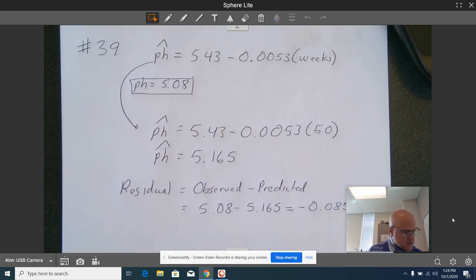Now, our interpretation is this, and I'm just going to say it to you without actually writing it down. I hope that's okay. The actual pH value for that week was 0.085 less than predicted. That's the interpretation. And that's a critical piece of that too. For those people that want to get 4s and 5s, they have to be really good at interpreting. So let me say that again. The actual pH value for the week was 0.085 less than predicted. I hope that helps.